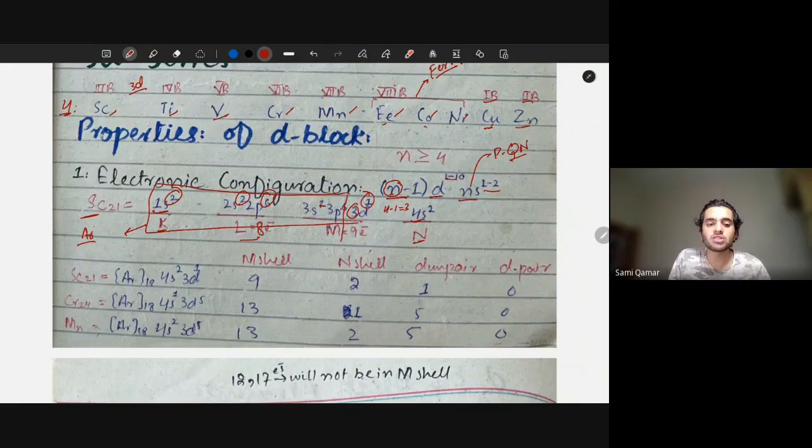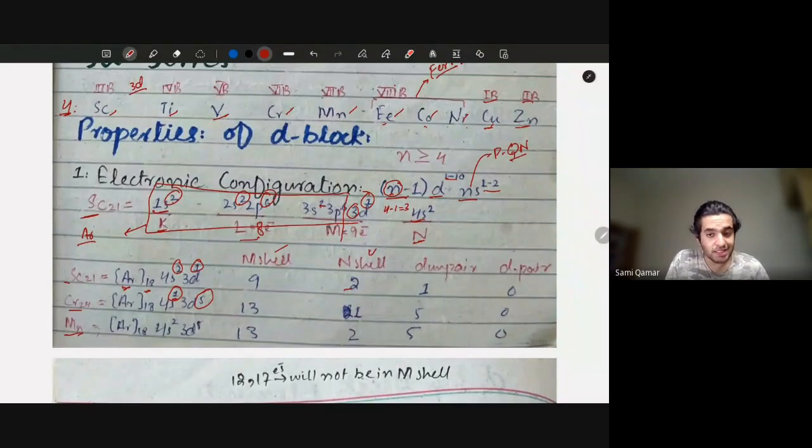So we can just write, instead of 1s2, 2s2, 2p6, 3s2, 3p6, argon, because it is going to be the same for all the elements. So for scandium, we can write argon 18, and then we can just write 4s2 and 3d1. Then for chromium 24, we will be having 4s1 and 3d5. As I told you, 3d5 because it is half filled, so that's why it will be having 1. It is violating the Aufbau principle. Then manganese, same way. M shell will be having 13 electrons, then the N shell will be having just 2 electrons here.